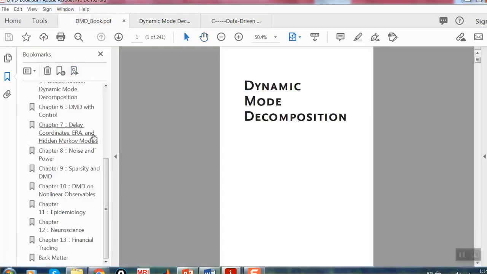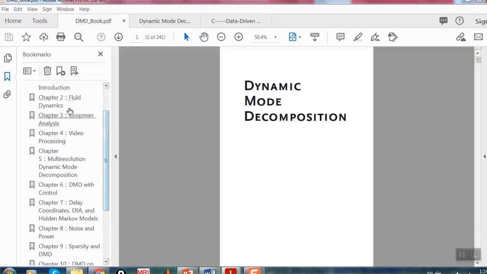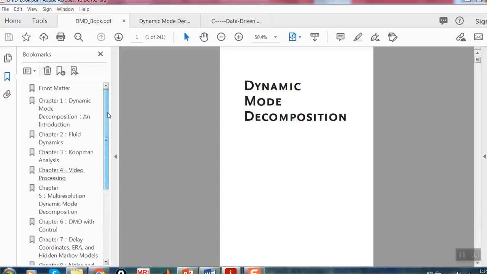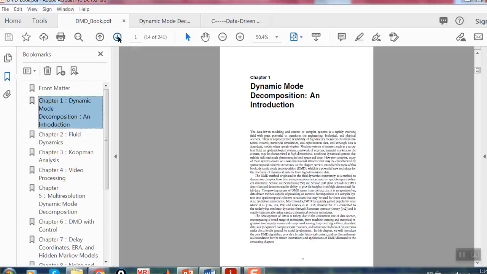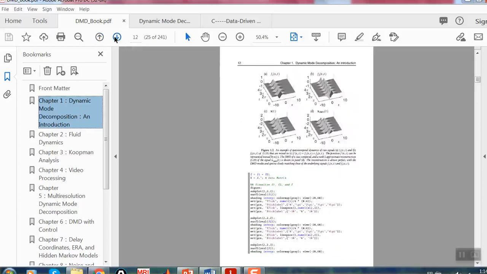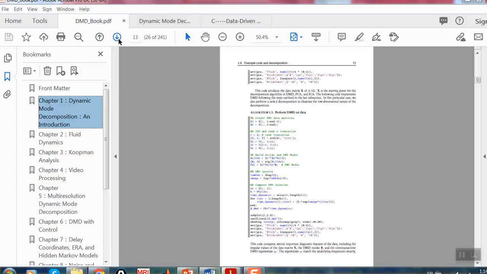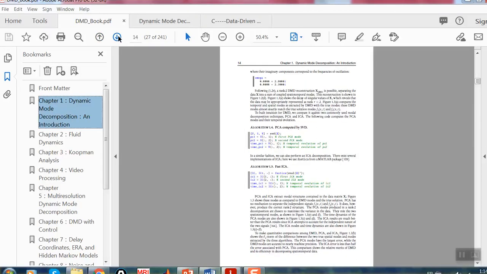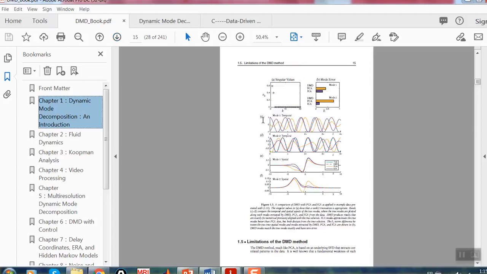In the DMD book, in chapter 1, you can see the MATLAB code of DMD, and also the MATLAB codes for this example. Please run it in your MATLAB and see the changes and the results of DMD, PCA, and ICA modes.